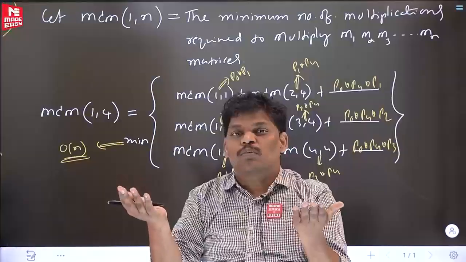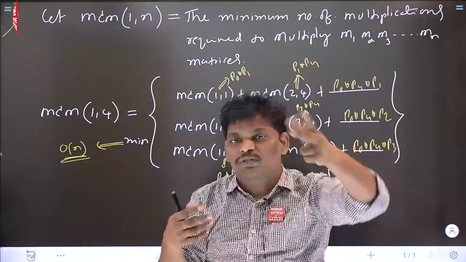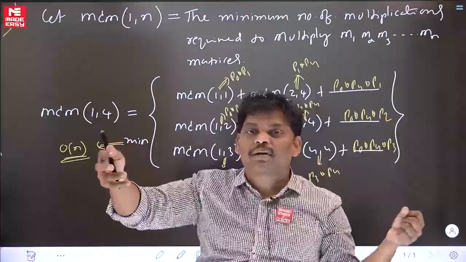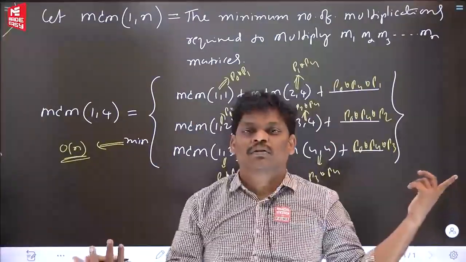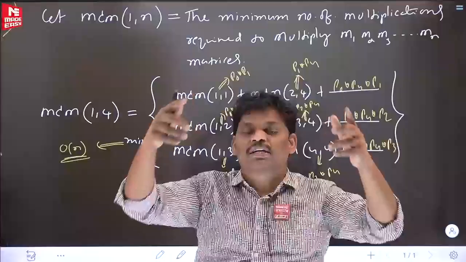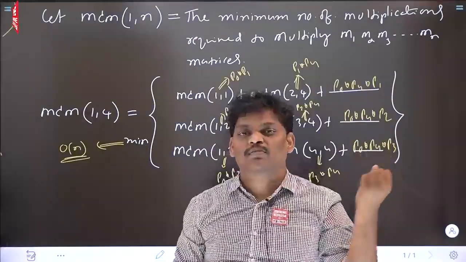Next one, LCS problem. Whenever there is no match, you may decrement the first one, find the answer. You may decrement the second one, find the answer. Whichever is the maximum of them, that is the answer. Out of 2 values, finding the maximum takes constant time.